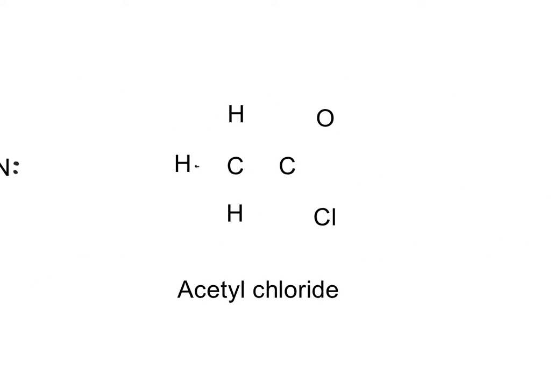Acetyl chloride. 1, 2, 3. Connect everything with single bonds. All right. Now you see that carbon on the right only has 3. The oxygen wants 2. It has 1. Chlorine wants 1. It has 1. So that's good. So give the double bond there. Don't forget the lone pairs to add up to an octet of electrons.